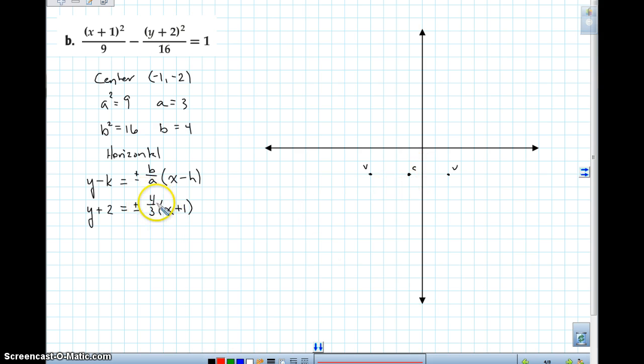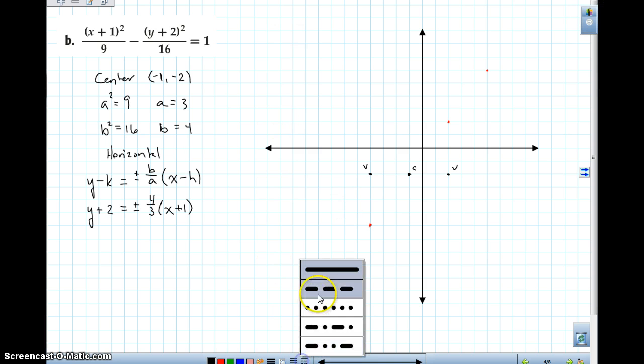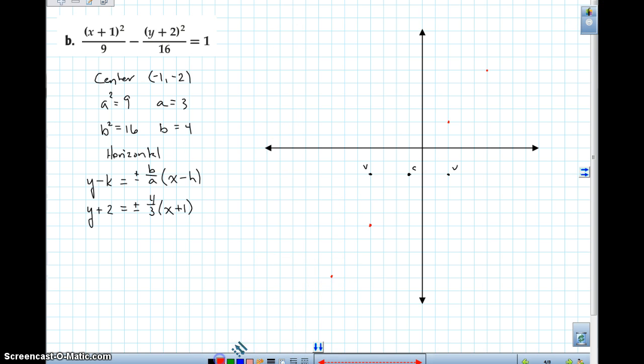So since my slope is 4/3, I can start at the center and go up 4, 1, 2, 3, 4, and over 3, 1, 2, 3. And do that a couple times to keep your line going. And in the other direction. There's our first asymptote.